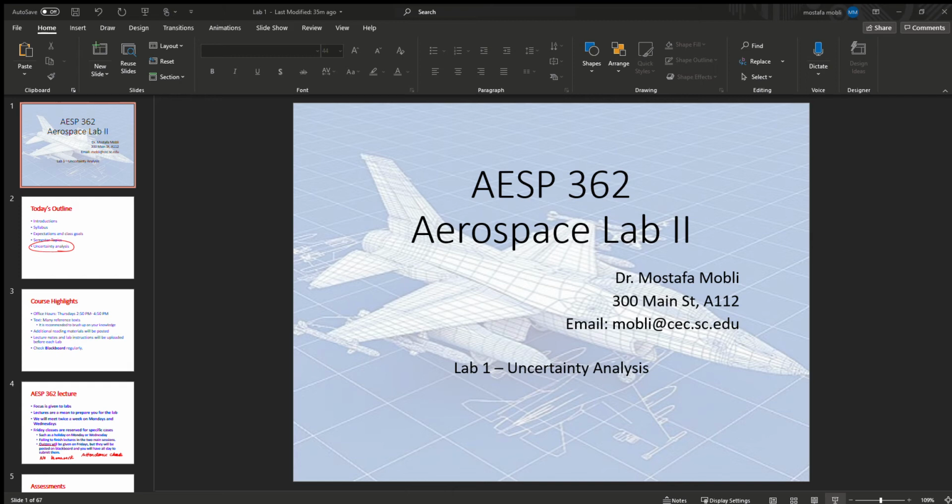Okay, sorry. So let's start with some definitions. What is data? Data refers to the information that has been collected from an experiment.